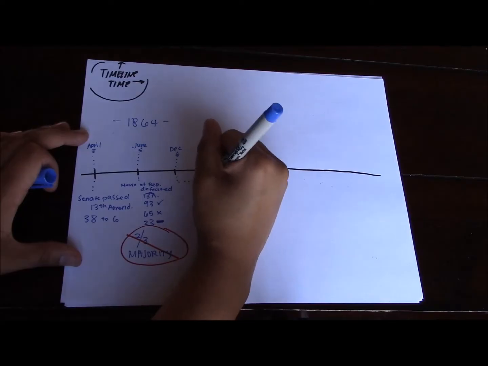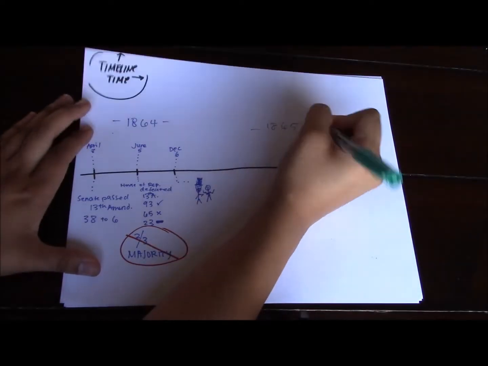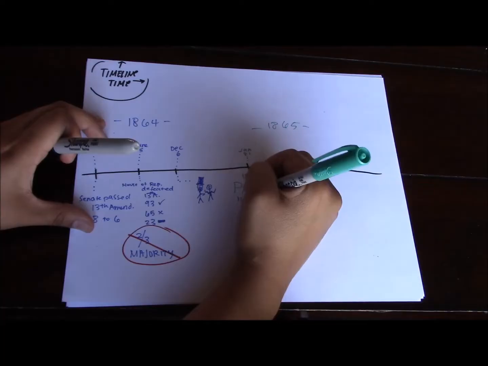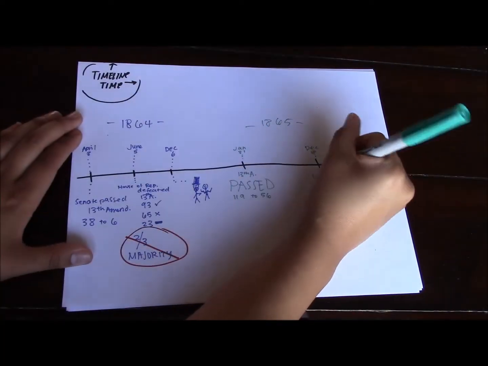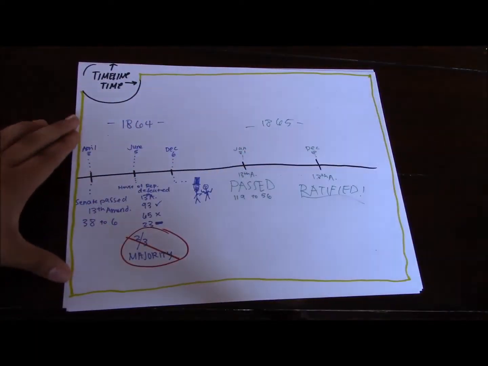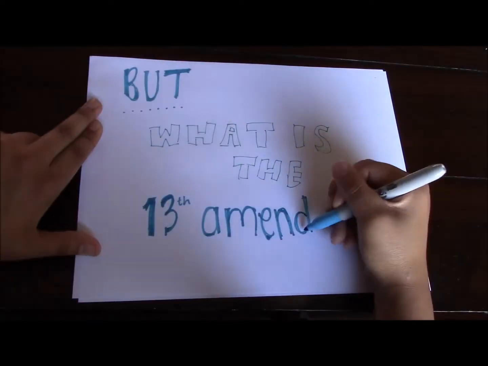On December 6th, Lincoln was trying to convince his Democratic House buddies to switch their vote. Obviously, something worked, because on January 31st, the House passed the 13th Amendment. On December 18th, the 13th Amendment was ratified. But what exactly is the 13th Amendment?